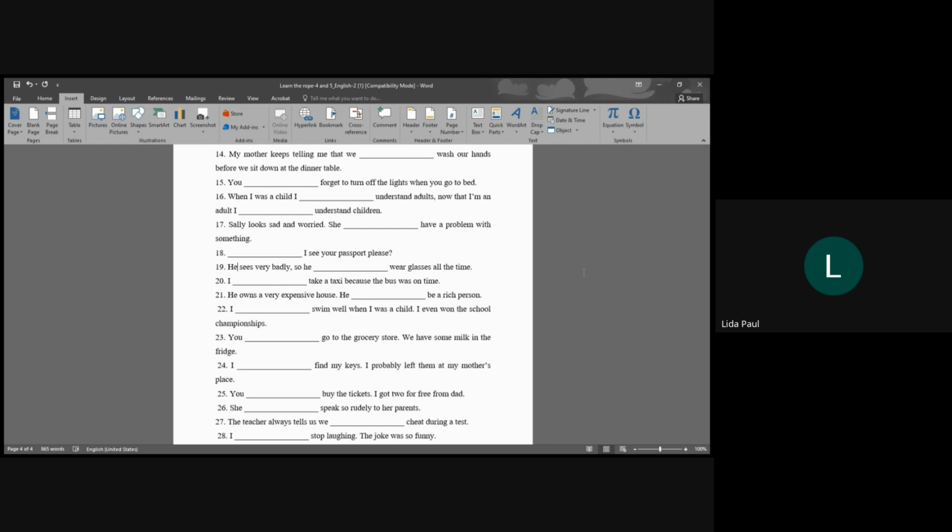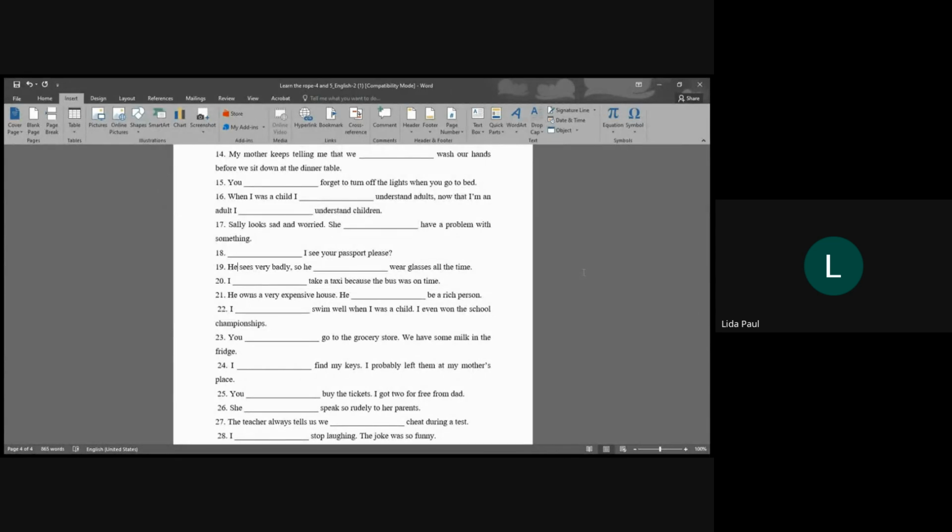Next is: "I ___ take a taxi because the bus was on time." I needn't take a taxi... You will have to say "I did not need to" take a taxi, since it is in past tense, so you'll have to account for that. So you say: "I didn't need to take a taxi because the bus was on time."